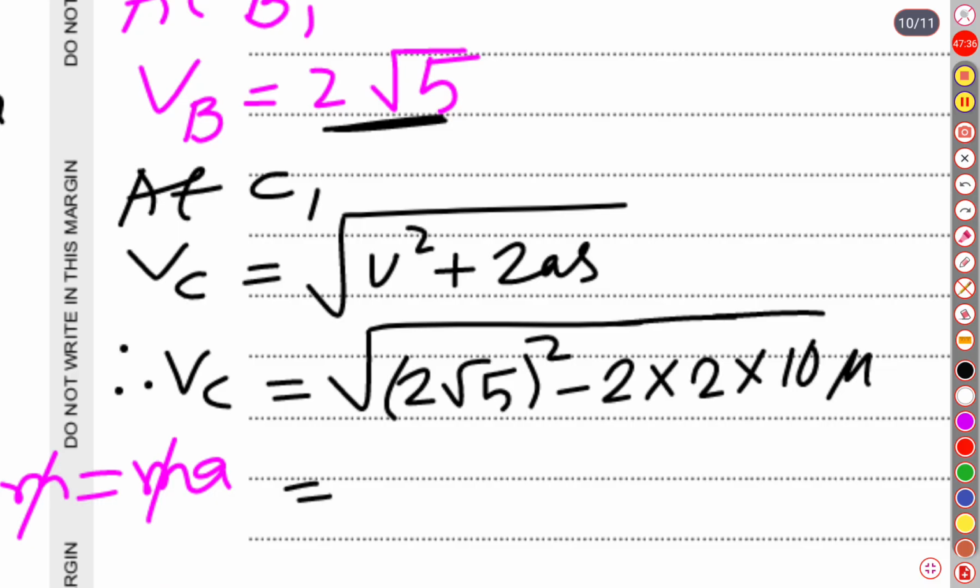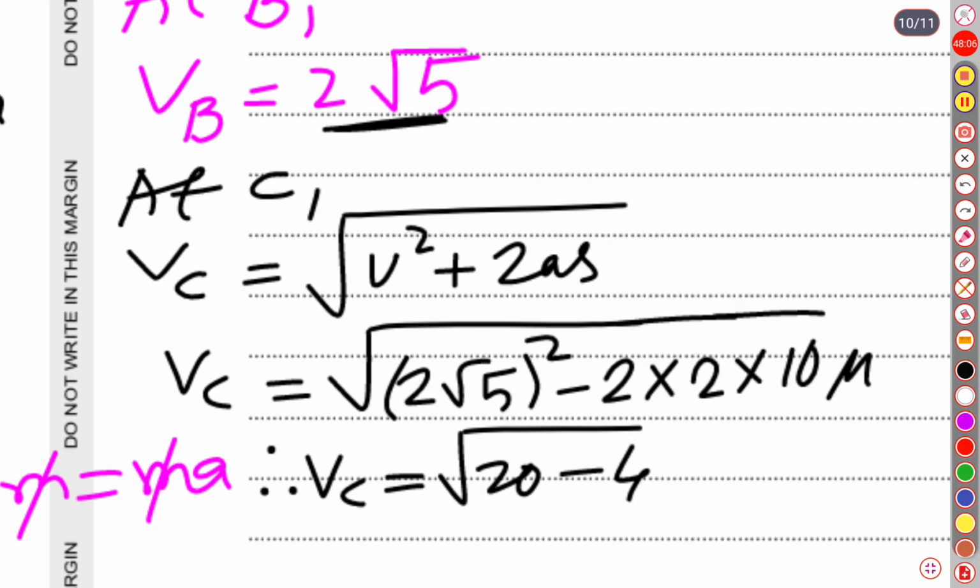Then the velocity at C. I think I should write it just beside this, erasing this, as this is the last sentence of this. So hence the velocity at C is going to be, 2 square root over 5 squared means 4 times 5, 20. So 20 minus 2 into 2 is 4, 4 times 10 mu, 40 mu. So the velocity at C is the square root of 20 minus 40 mu. Okay, this is the velocity at C.